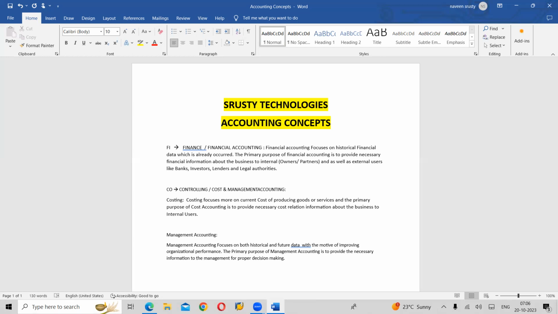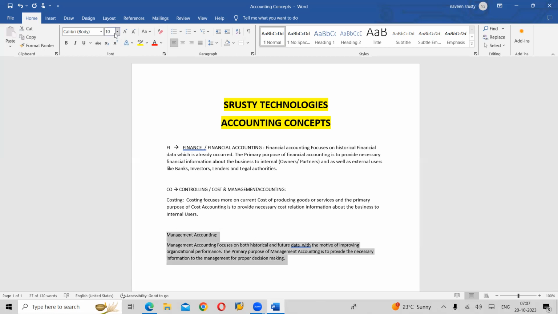Finance, completely financial, historical data. Costing, current cost of the business in production, manufacturing goods and services. Management accounting will consider both historical data and future data. Cost and management accounting only for internal users. When it comes to financial accounting, whatever reports we generate are for both internal as well as external users. So any questions here?